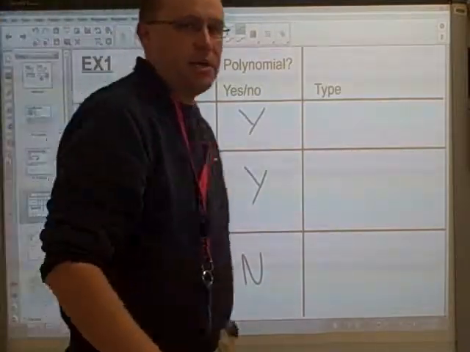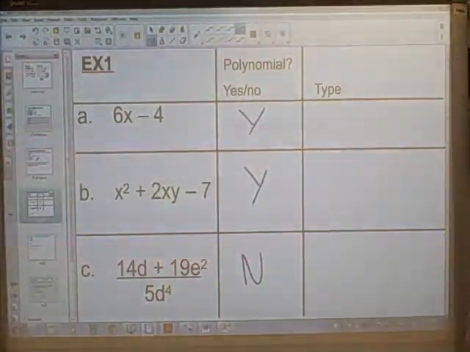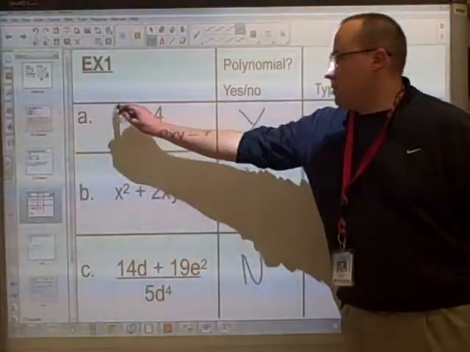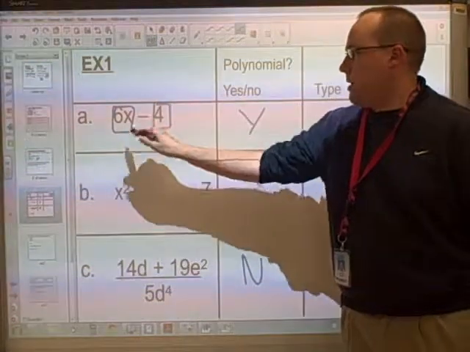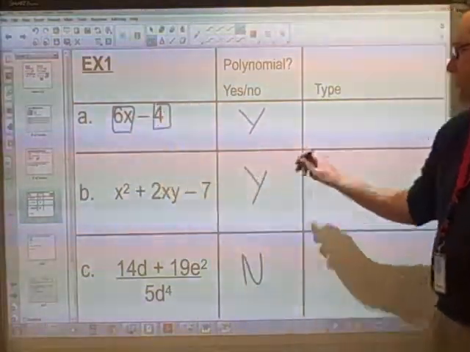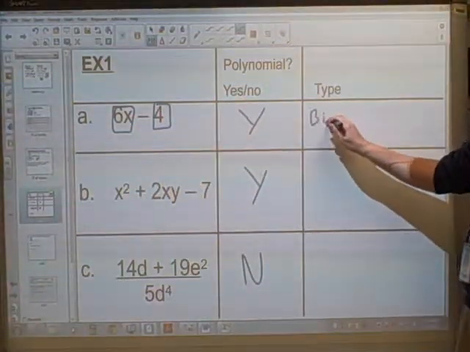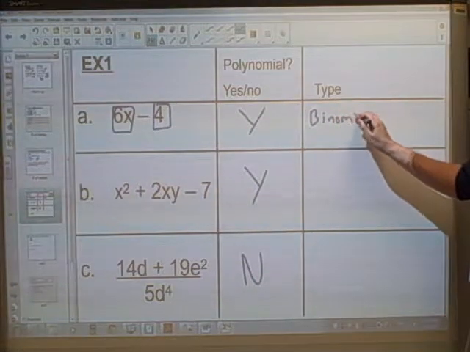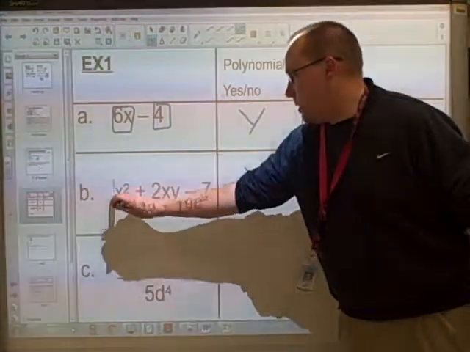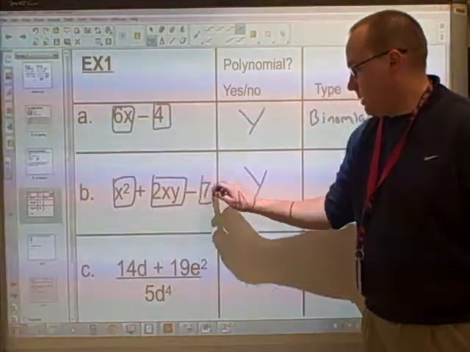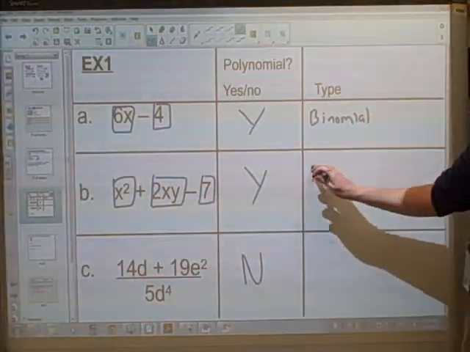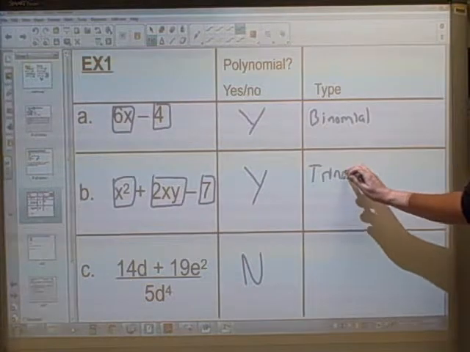Now there's a couple of things we can do with regards to terms. We can talk about the number of terms. So the number of terms is basically we're looking for the subtracts and adds. How many different groups do we have? So we've got two groups here. So we could say this one's binomial. This one here, we have a term, then we've got the plus sign, then we've got a subtract, and then we've got another term. So there's 3 terms for that one. So we'll say trinomial.